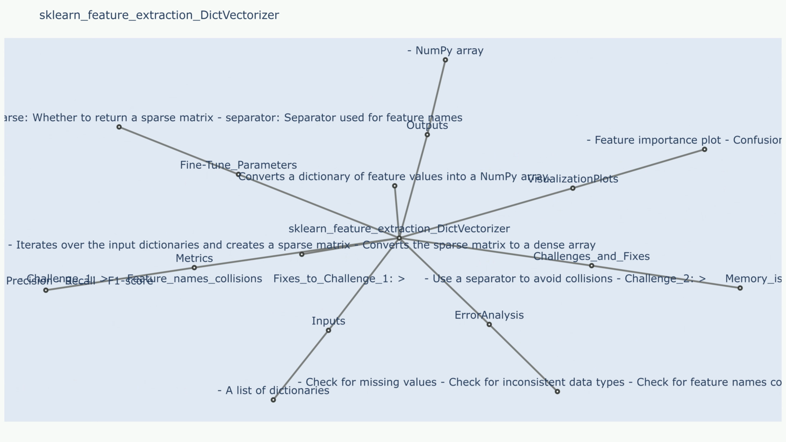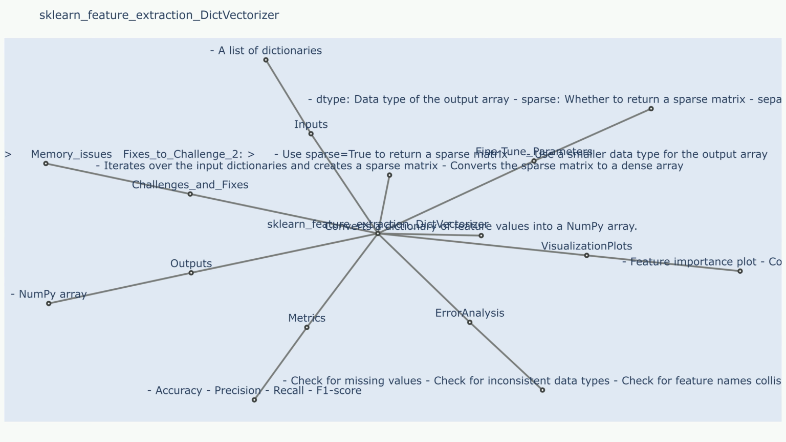Parameter 2: sparse, whether to return a sparse matrix or a dense matrix. Uncertainty methods. Uncertainty method 1: confidence intervals. The confidence intervals for the feature values can be estimated using bootstrapping or other methods.